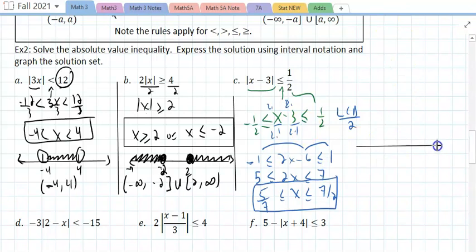The graphical solution, 5 over 7, 7 over 2, both included. X is between those. And there it is.